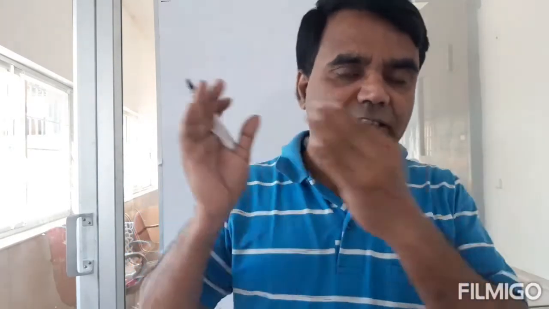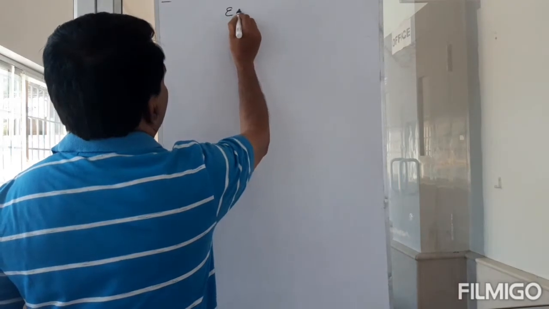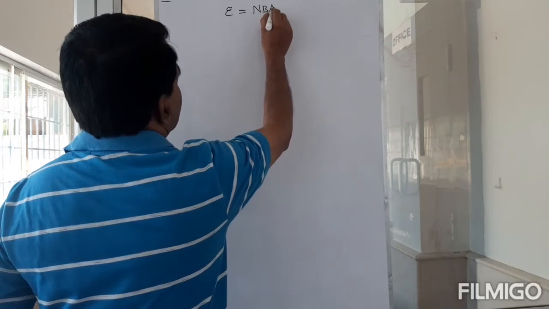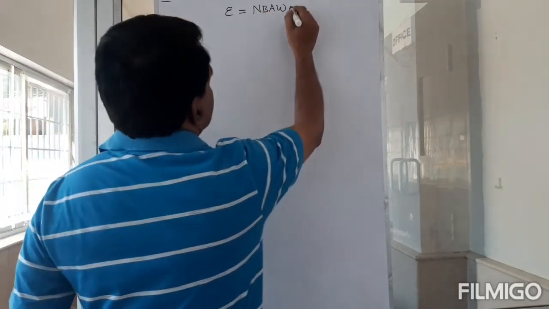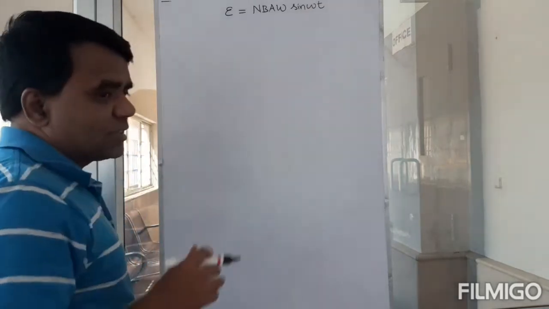Now, we are really getting into the lesson. Let me remind you of the formula for the EMF induced in the case of an AC generator, which we did in the last lesson. So EMF induced, E, was given as NBA omega sine omega t. So this was the EMF induced.